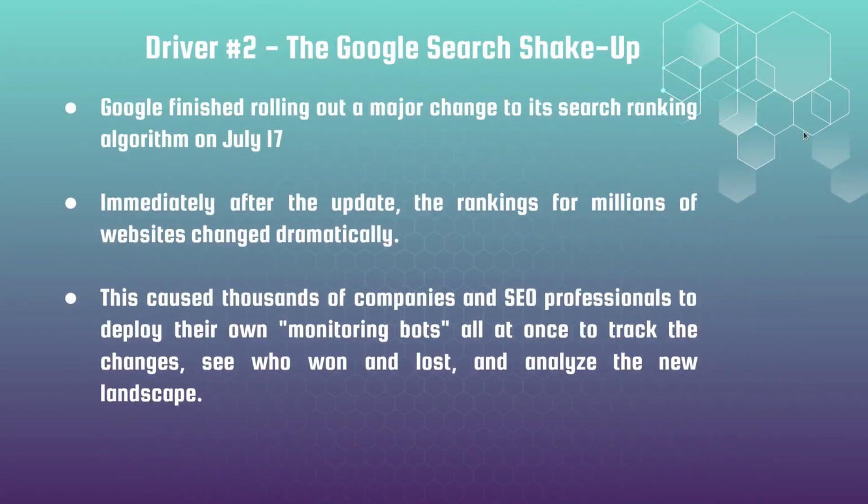So let's go further and speak a little bit about the second driver, the Google search shakeup. Google finished rolling out the major ranking algorithm change on July 17th. Immediately after the update, the ranking of millions of websites changed dramatically. This caused thousands of companies and SEO professionals to deploy their own monitoring bots all at once.